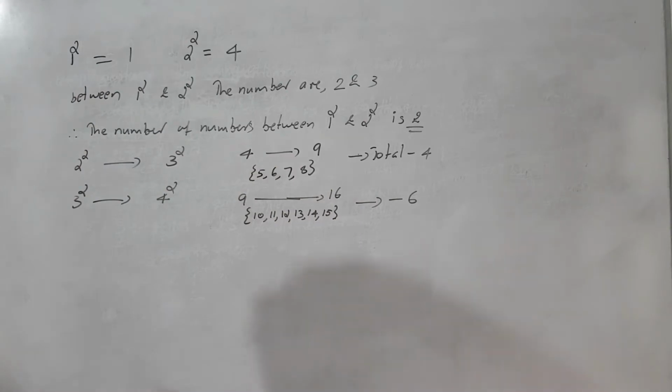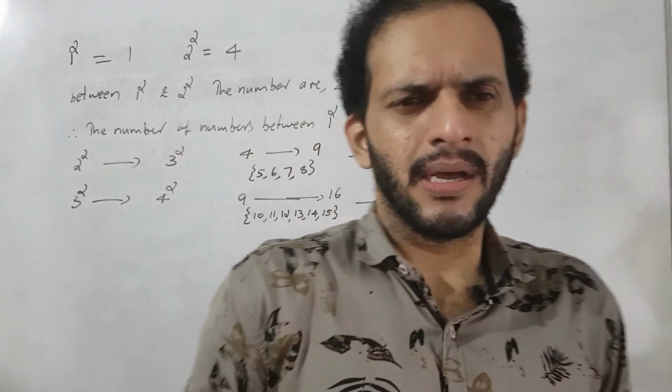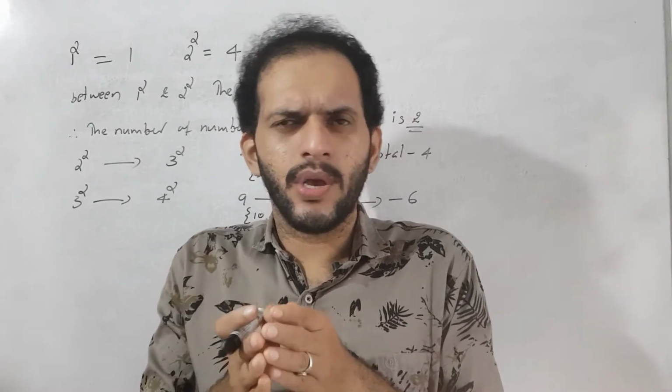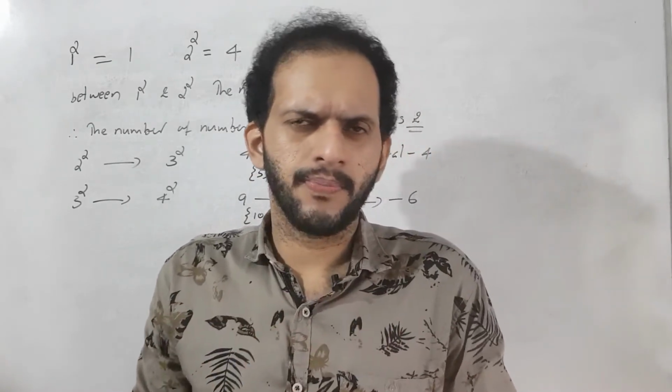Then what is the relation of this? How do we find the numbers between the squares of two numbers?